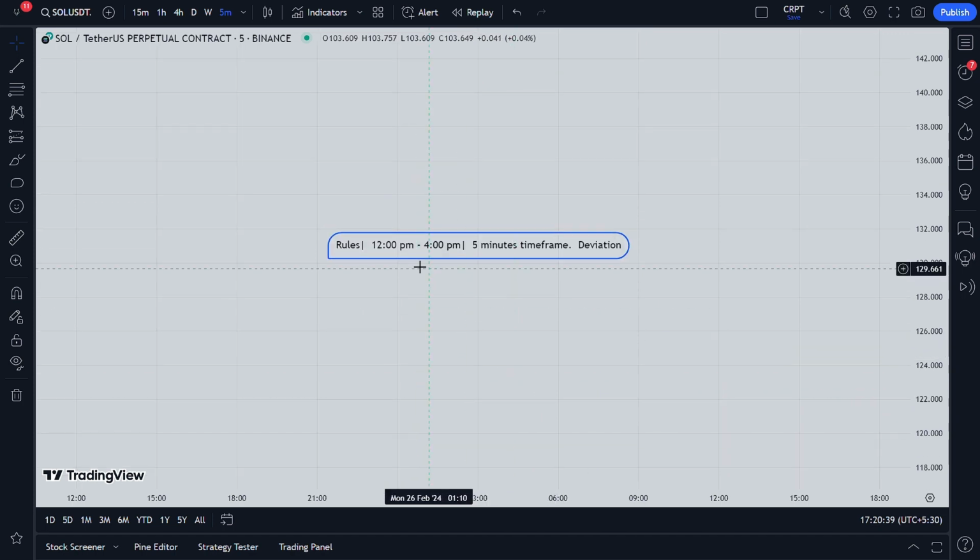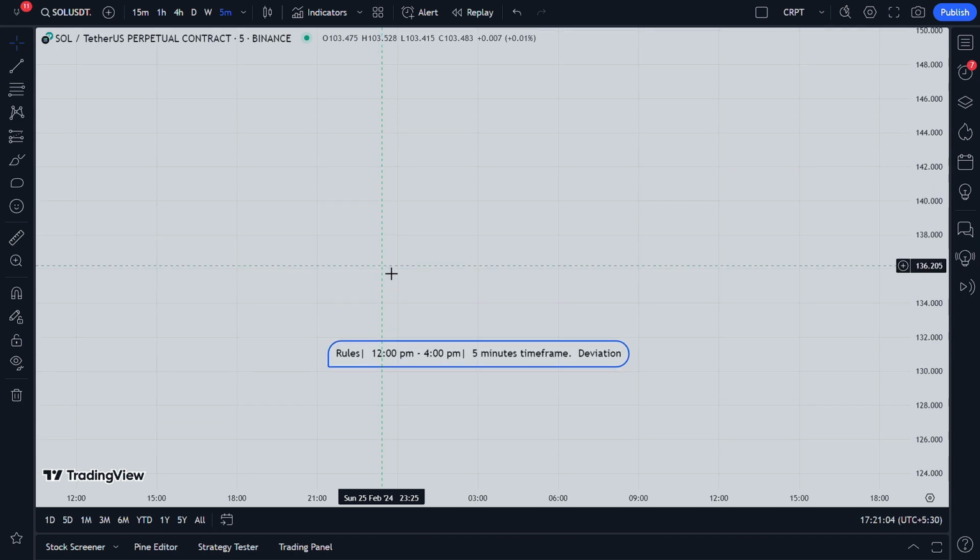So the rules are we're gonna use the 5 minute time frame and we'll be entering the markets at 12 p.m. Indian time obviously to 4 p.m. and the strategy that we are gonna use is deviation. So for that you need to obviously learn what deviation is. So let me just quickly help you understand what deviation is.